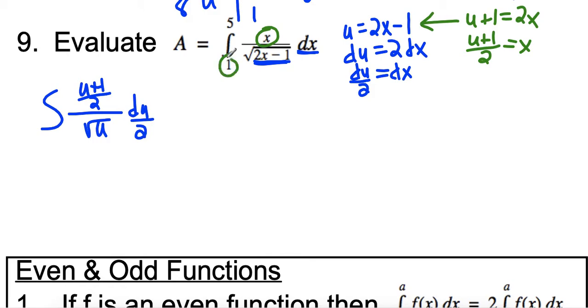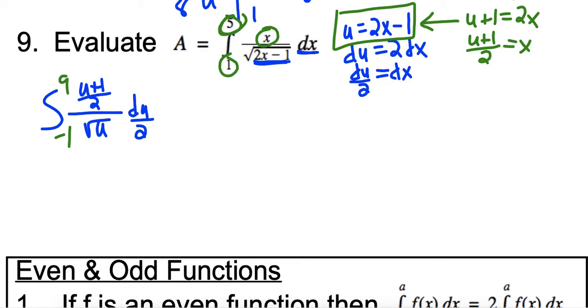And I want to change everything to u's because I don't want to have to go back to x's. So I'm going to plug in right here. I'm going to plug in 1, which is going to give me -1. And then I'm going to plug in 5, which will give me 9. So I'm going to evaluate this function from -1 to 9 because those are u values.